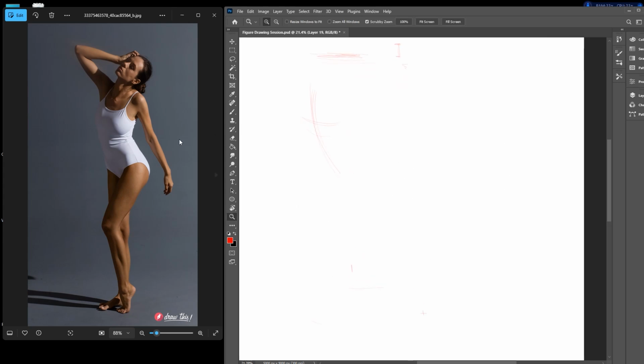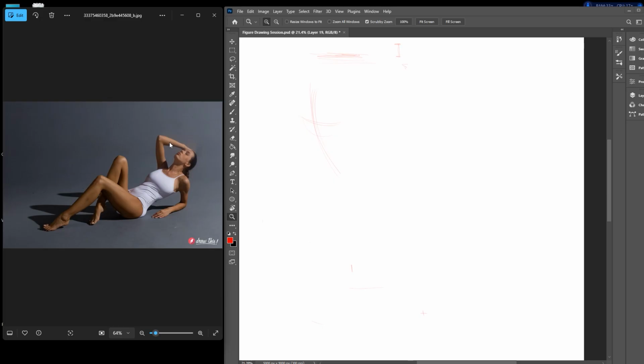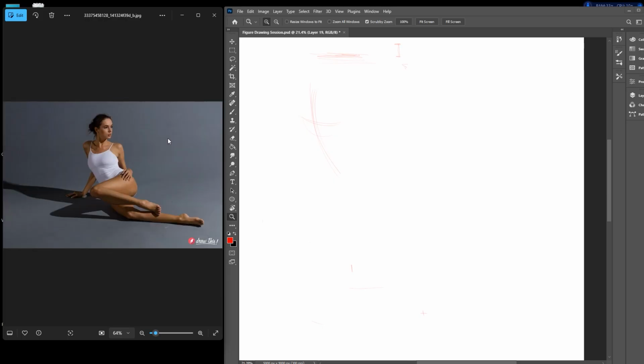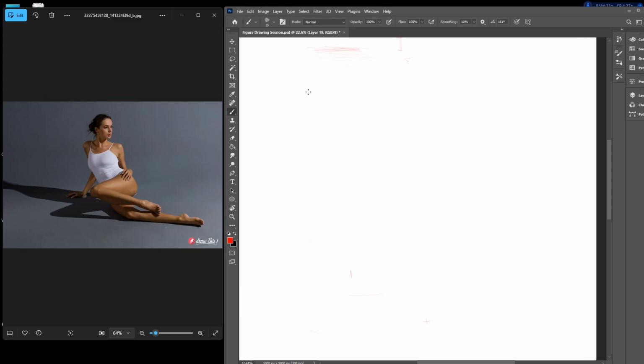Okay, so you can try this. You can try this, and with a bit of practice, you will get much better. Okay, so let's get back to the power of drawing.